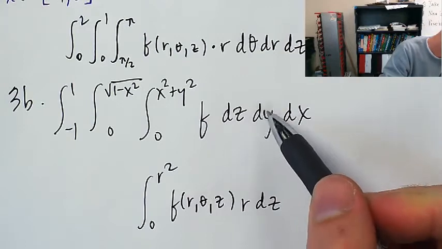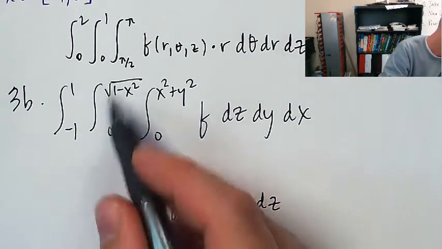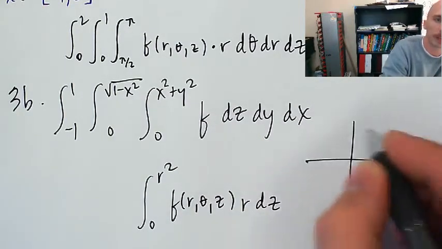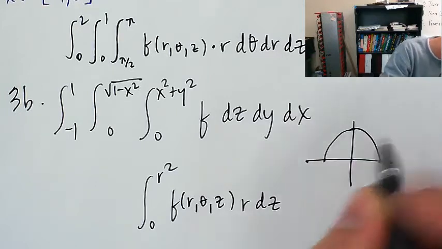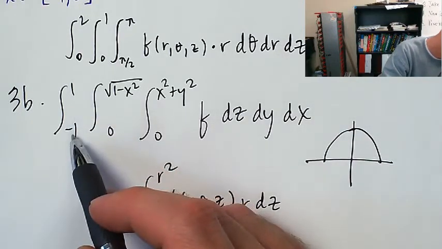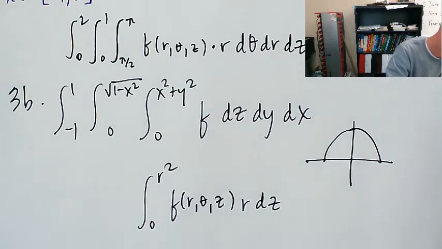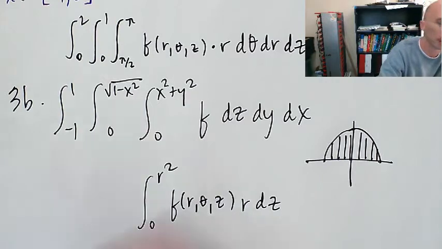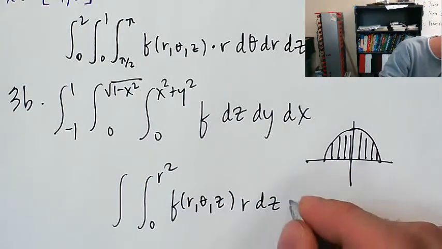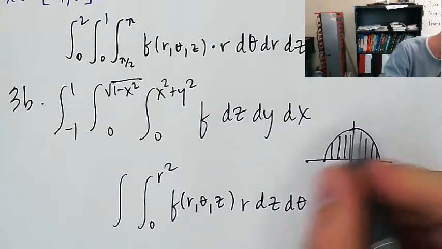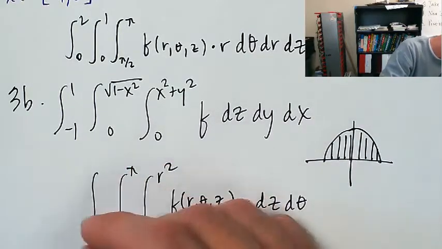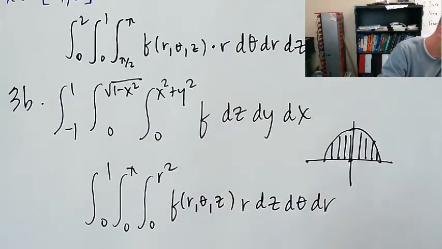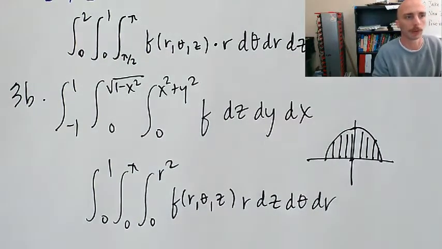Same situation: y being between 0 and the square root of 1 minus x squared means we're looking at the top half of the unit circle. The only difference here is x is running from -1 to 1, so I'm looking at that whole semicircle. So let's do theta next. Theta is running from 0 to pi. And r is going from 0 out to 1. So we rewrote the interval. That's all we needed to do.